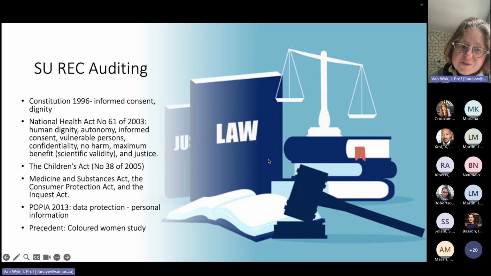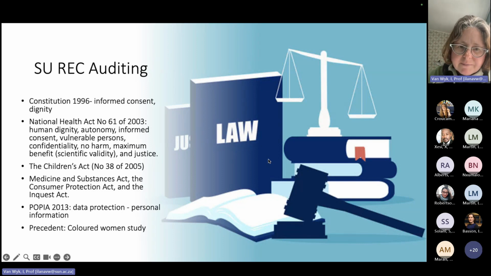And then I think most recently, the 2013 POPIA Act, the Protection of Personal Information Act, which dealt with data protection and personal information, which had a huge impact on all of our research. So all of these acts started coming out thick and fast.